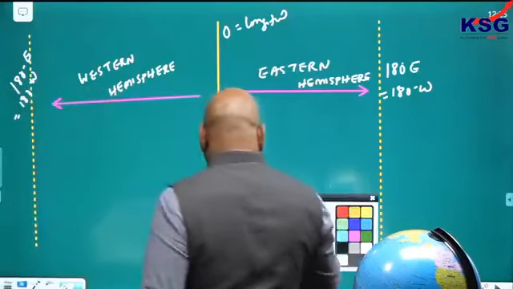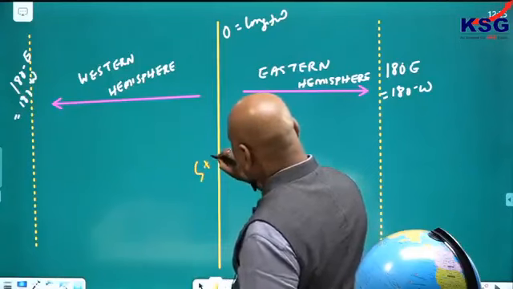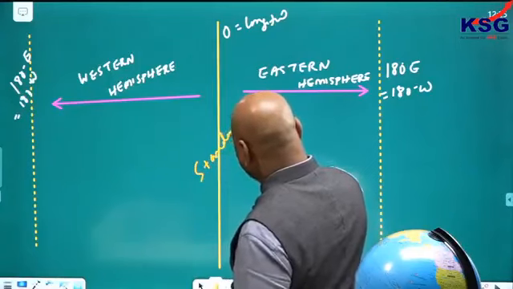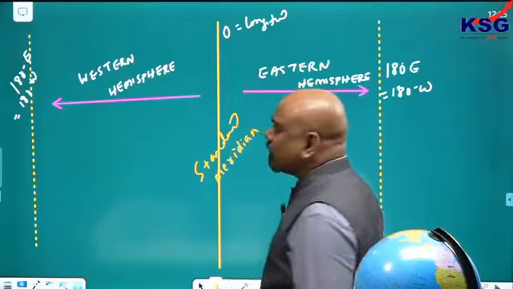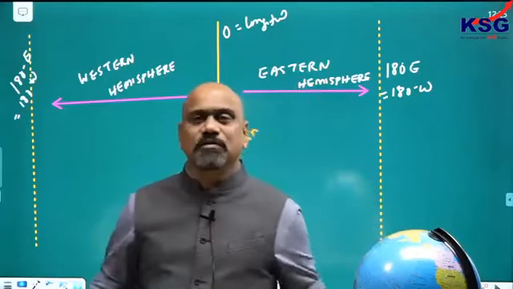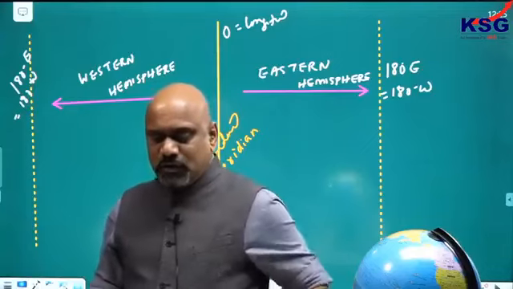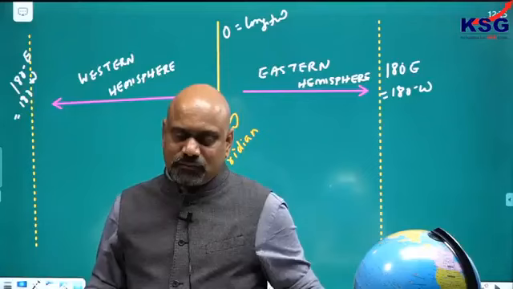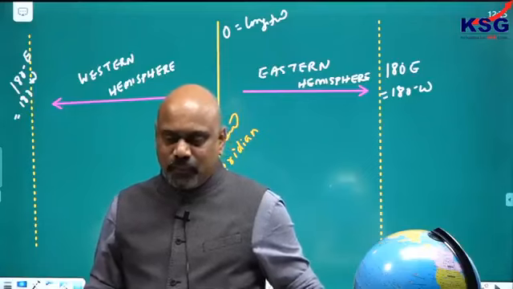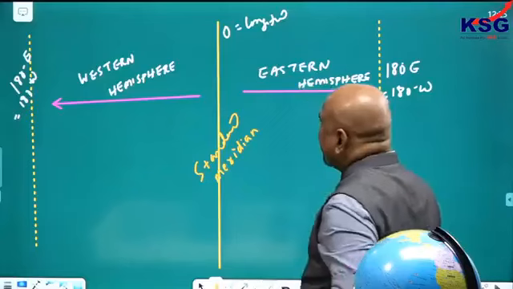This is the standard meridian, 0 degree. This is known as the standard meridian. Remember, meridians are also called longitudes. Longitudes are also called the meridians.